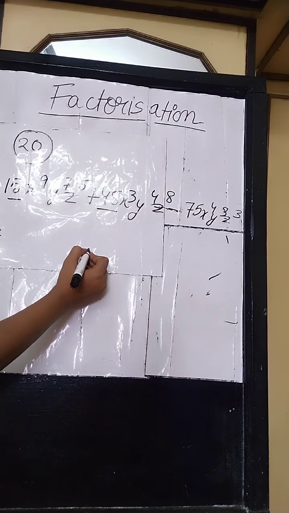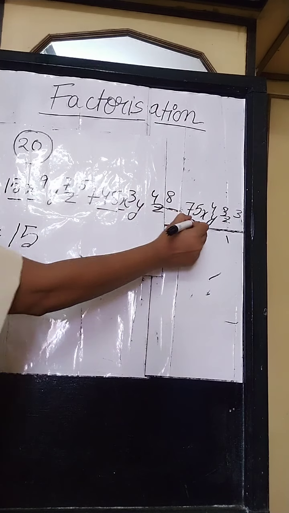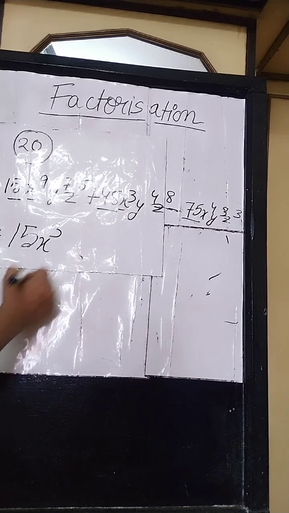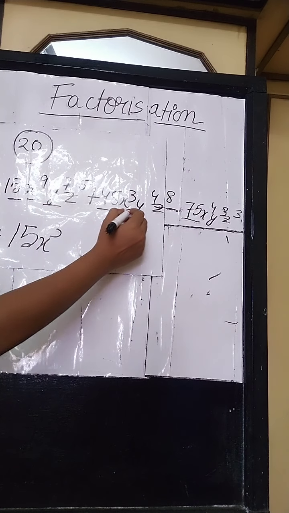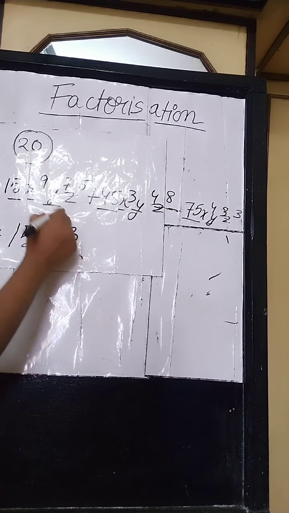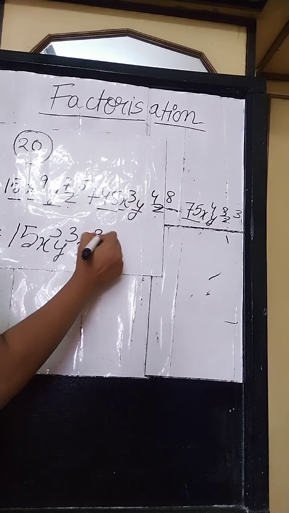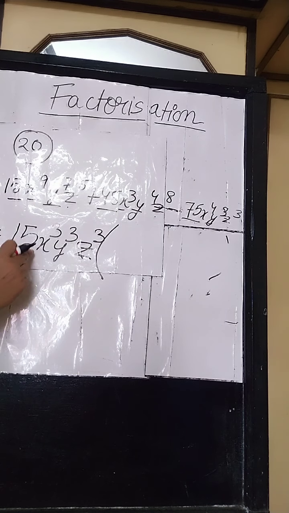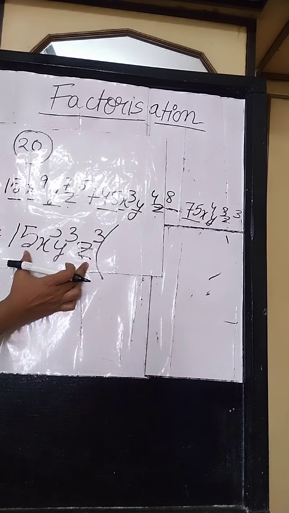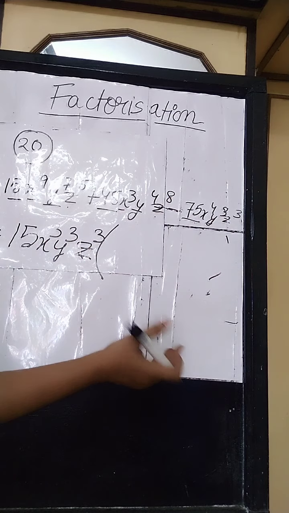So what is common? 15 ones are 15, 15 threes are 45, 15 fives are 75. 15 is common. X to the power 9, x cube, x to the power 4. X cube is minimum, that's why common. Y to the power 7, y to the power 4 and y cube. Y cube is minimum, that's why taken. Z to the power 5, z to the power 8 and z cube, taken as common. So you can see 15 x cube y cube z cube is common, and what is remaining is you have to subtract these variables from the first, second and third consecutively.